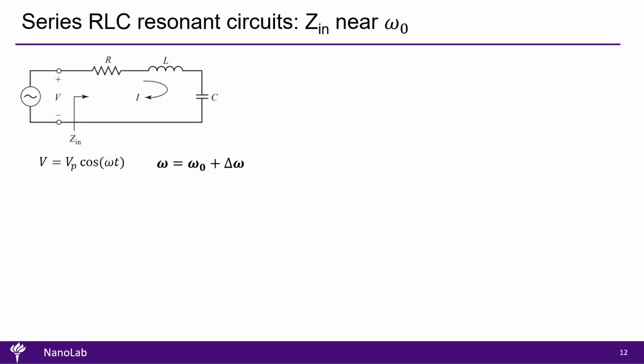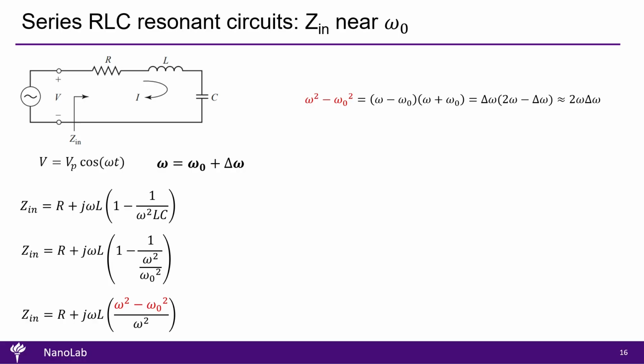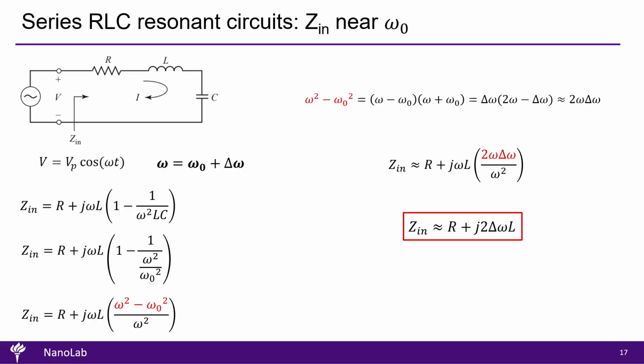We'll define the input signal frequency as omega 0 plus delta omega, where delta omega is small compared to omega 0. Next, we factor out j omega L from the imaginary part of the input impedance, substitute the product LC with 1 over omega 0 squared, and simplify the term in parentheses as shown here. From there, we expand the numerator and, using our frequency definition, this numerator is approximately equal to 2 omega 0 delta omega. This leads us to the result shown in the red box. Near resonance, the input impedance of the series RLC circuit is approximately R plus j2 delta omega L.